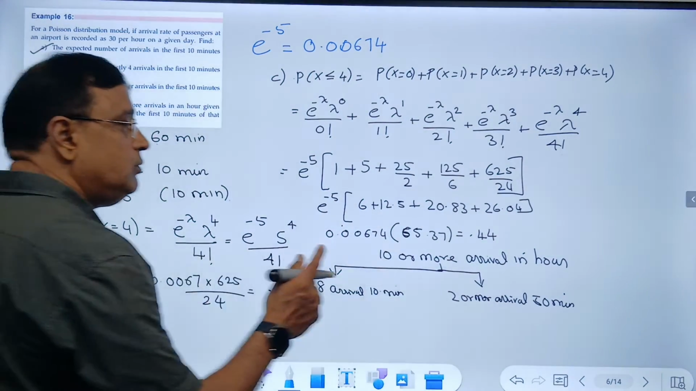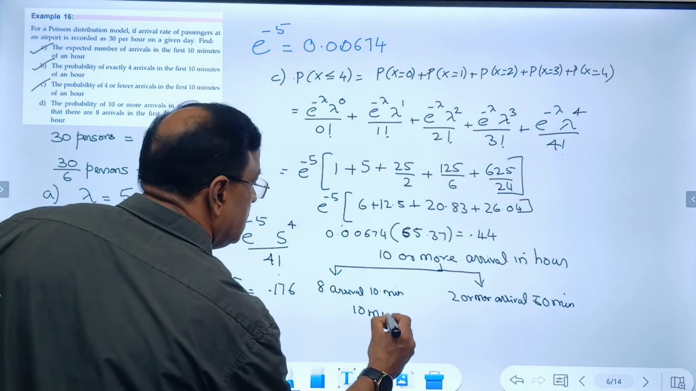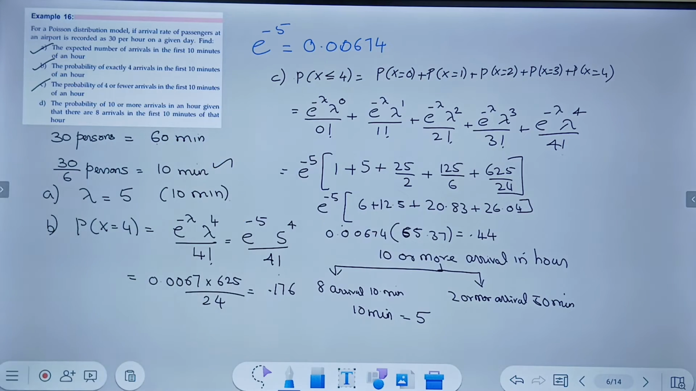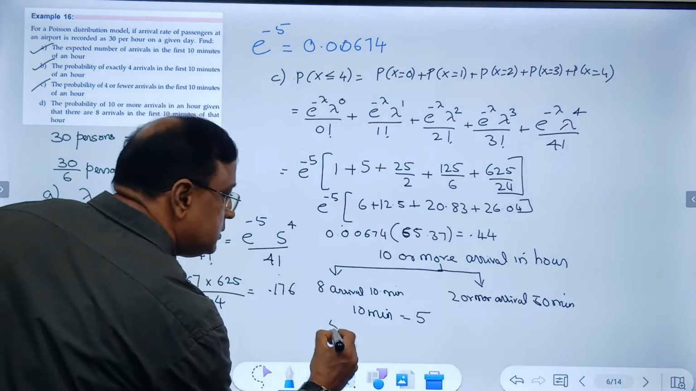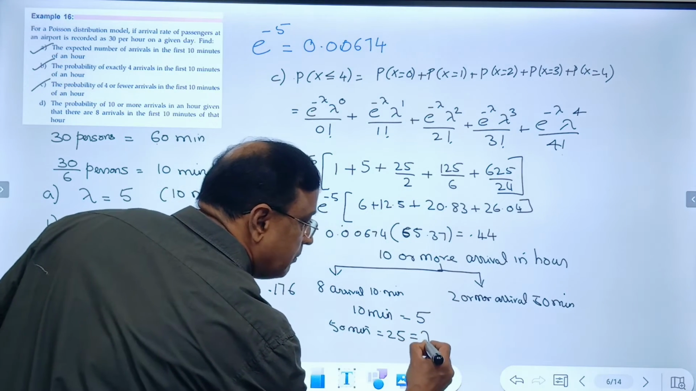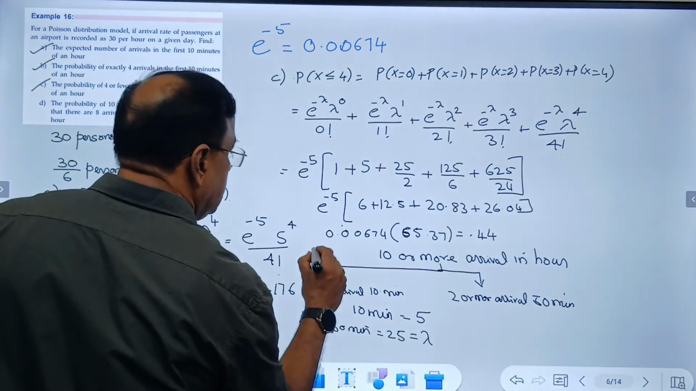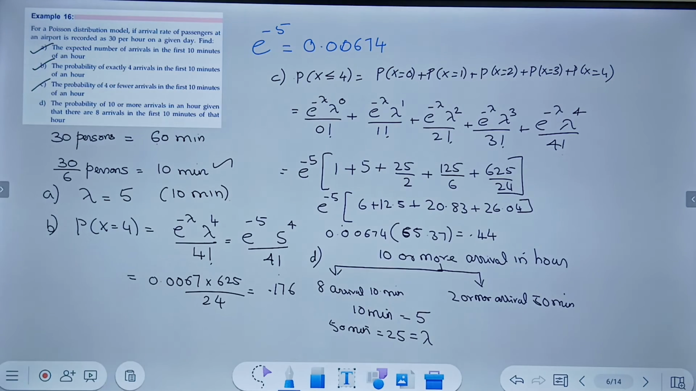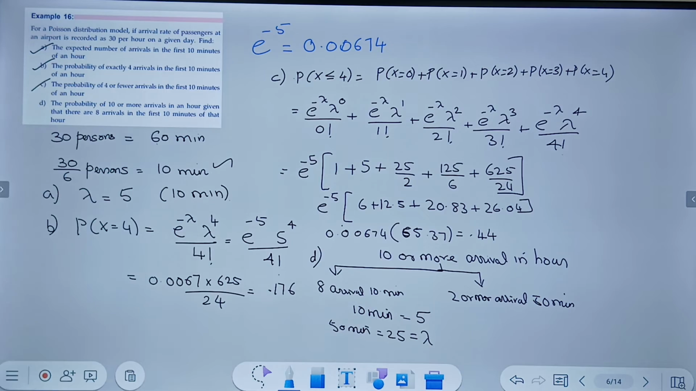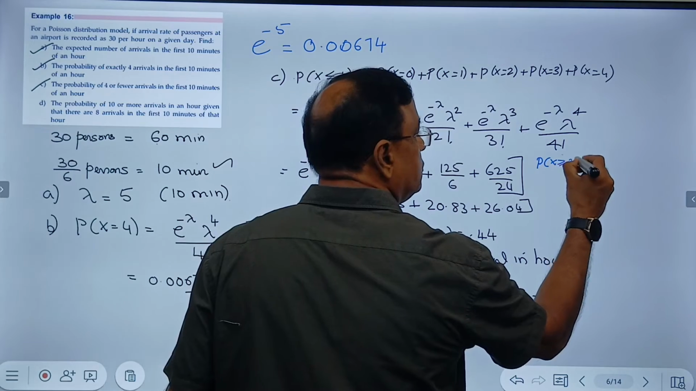Okay. Now what I will do, in 10 minutes, you have 5 arrival, right? That's what we have done here. In 10 minutes, we have 5 arrival. So in 50 minutes, there will be 25 arrival. So this is my new lambda for this subdivision. For the subdivision D, my lambda is 25. Now what I want to find? I want to find 2 or more arrival. So I want to find P of x greater than or equal to 2.